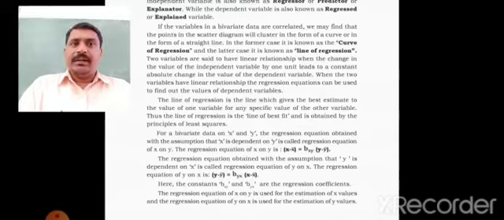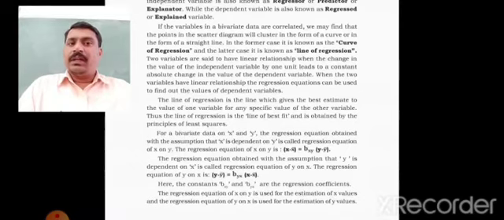In the former case, it is known as curve of regression. If you have a curvy line in a scatter diagram, that is termed curvy regression. And if you are getting a straight line, then we term that a line of regression.